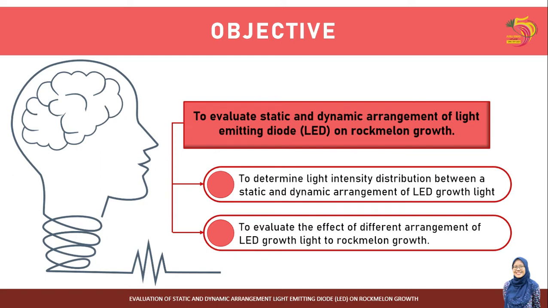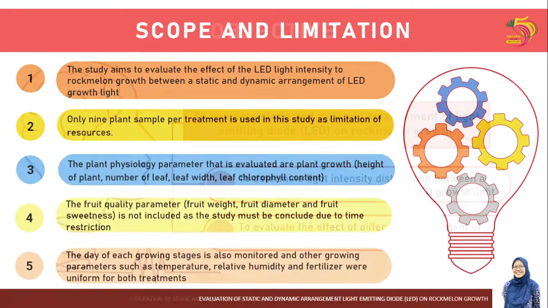The main objective of this study is to evaluate static and dynamic arrangement of LED on melon plant growth. In order to achieve this main objective, there are two sub-objectives, which are to determine the light intensity distribution between a static and dynamic arrangement of LED grow light, and also to evaluate the effect of different arrangement of LED grow light on melon growth.